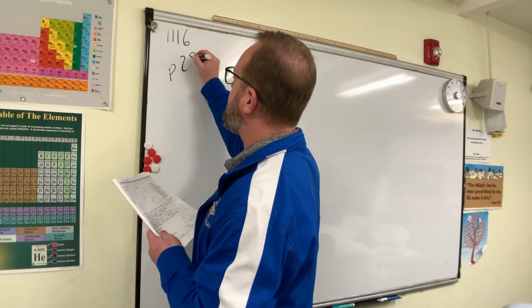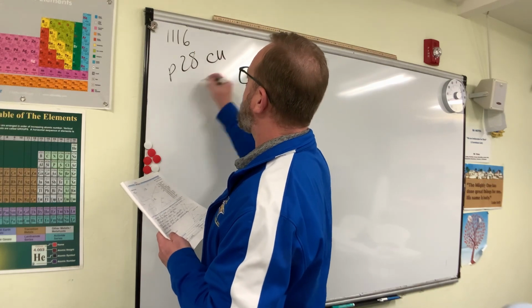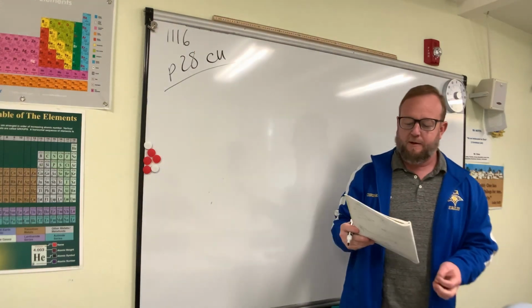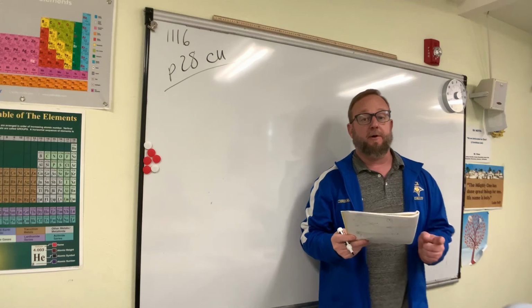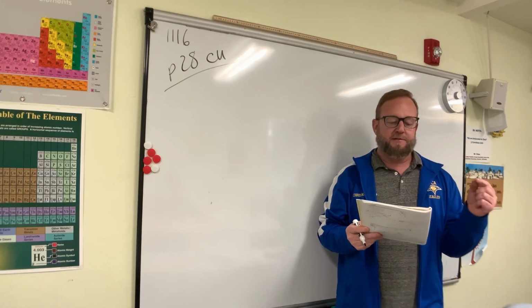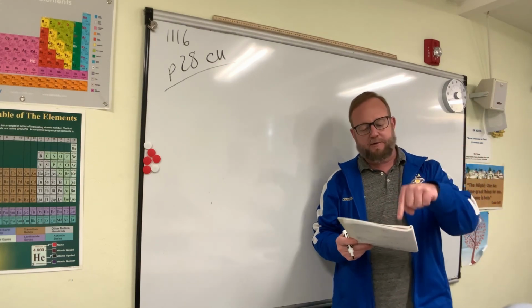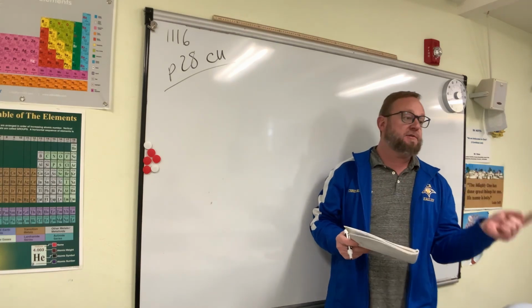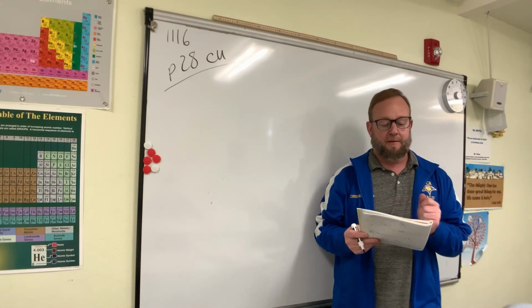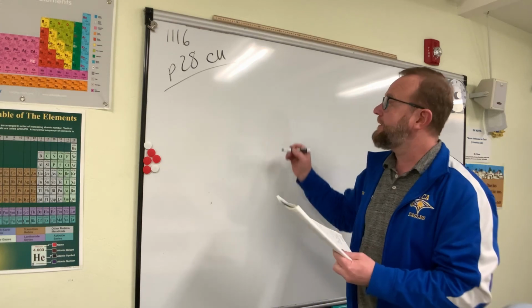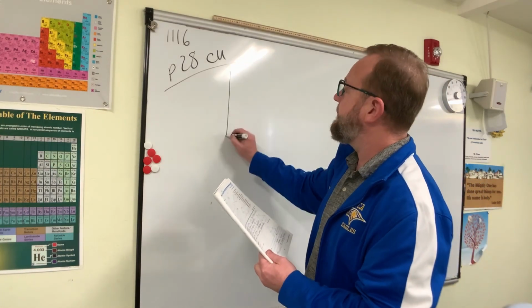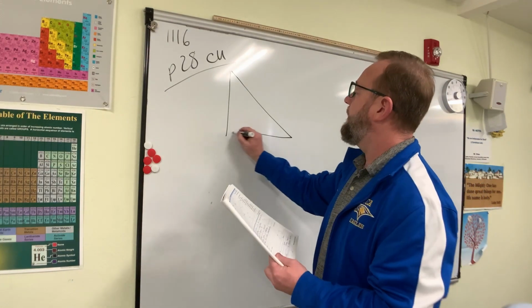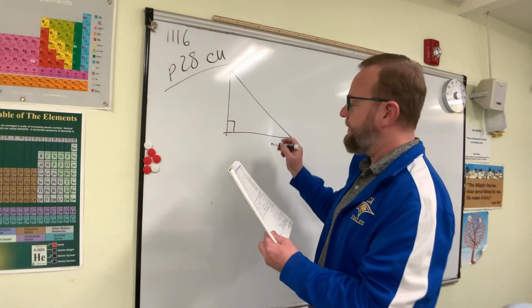Page 28. That's our checkup. Numbers 1 through 4 on the checkup ask you to match that drawing with your postulate or theorem. So the first drawing is this. All right, that's not perfect, but hey, close.